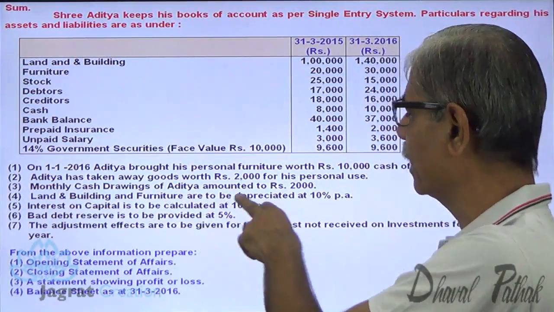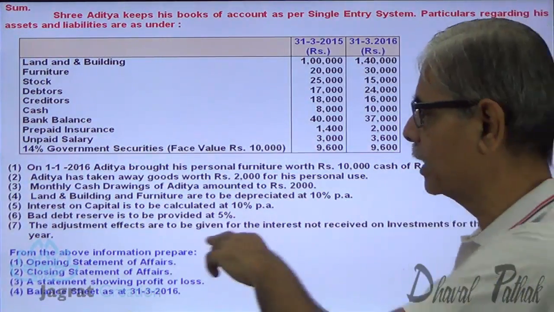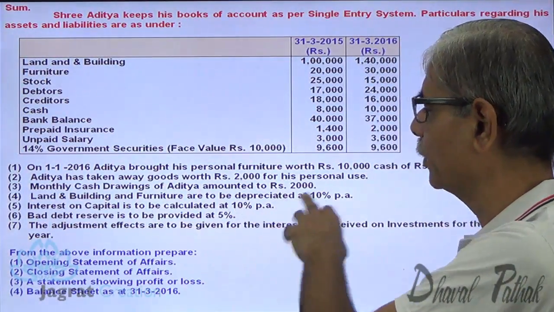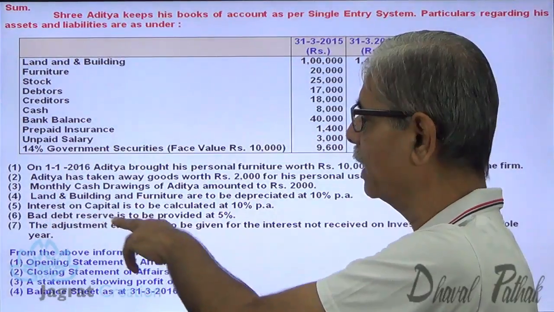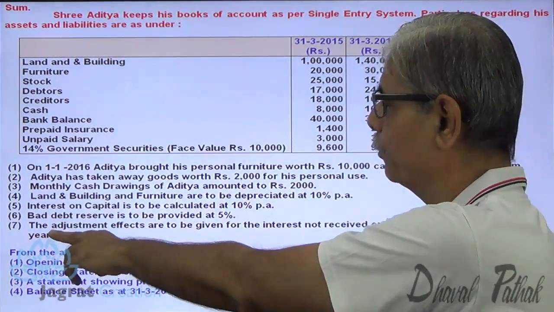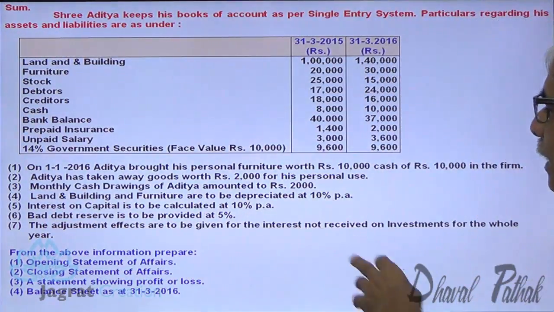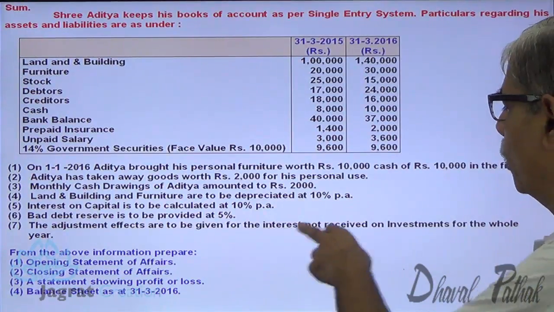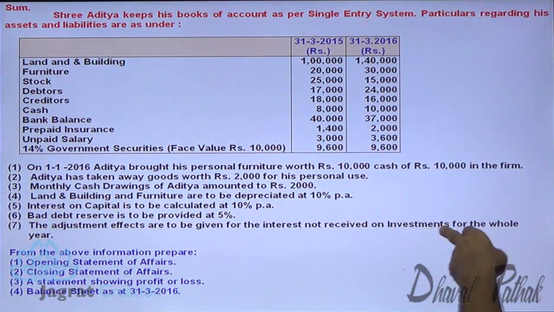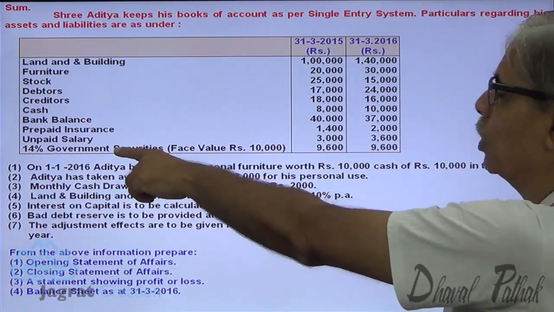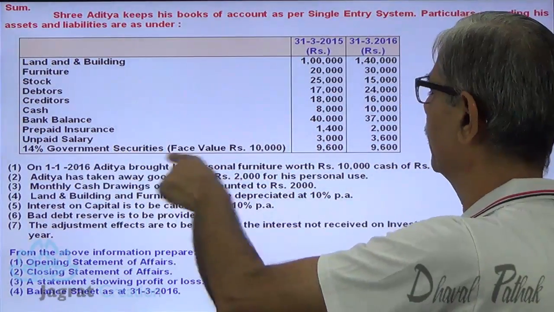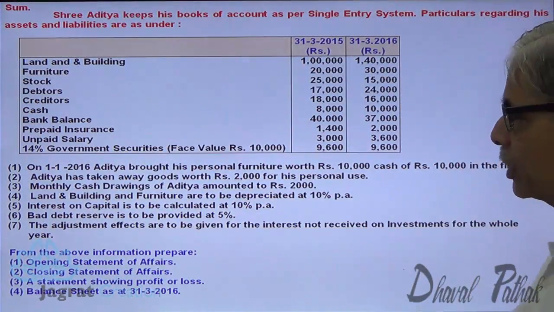Land and building and furniture are to be depreciated at the rate of 10%. Interest on capital is to be calculated at the rate of 10%. Bad debt reserve is to be provided at 5%. The adjustment effects are to be given for the interest received on investment for the whole year. So on this government securities, you are required to give the effect of interest.